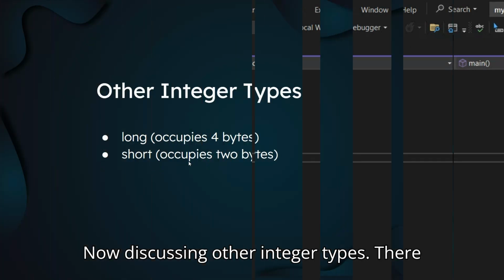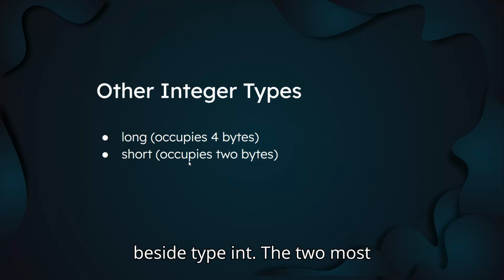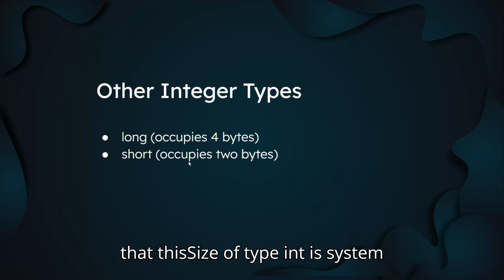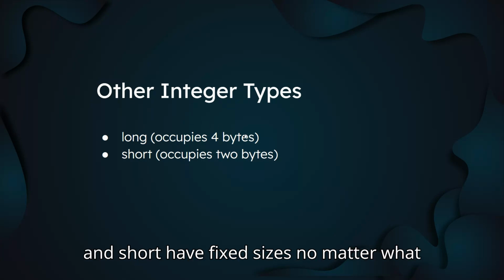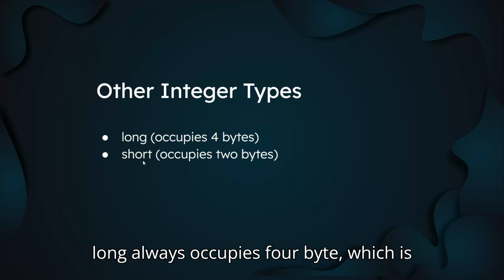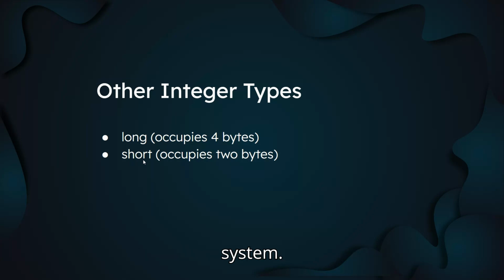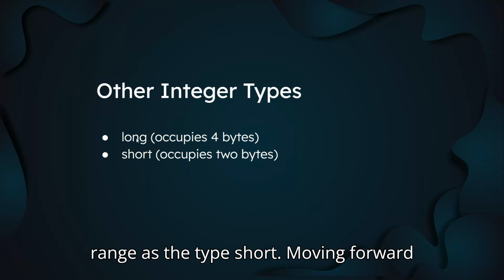Now discussing other integer types. There are several numerical integer types besides type int. The two most common types are long and short. We noted that the size of type int is system dependent. In contrast, types long and short have fixed sizes no matter what system is used. The type long always occupies 4 bytes, which is the same as type int on a 32-bit Windows system. In a 16-bit system, type int has the same range as the type short.